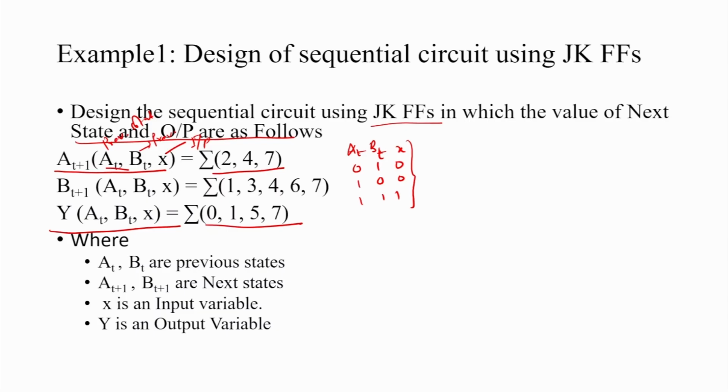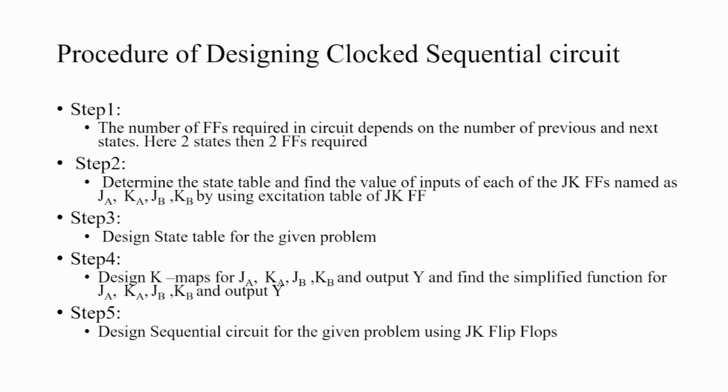When we use a JK flip flop for designing a circuit, first we need to know the characteristic table and excitation table of JK flip flop. Here there is a need of the excitation table, and the excitation table is derived from the characteristic table. If you do not know the excitation table of JK flip flop, then first derive it from the characteristic table of JK flip flop, and then use this excitation table for determining the inputs JA, KA, JB, KB and so on.